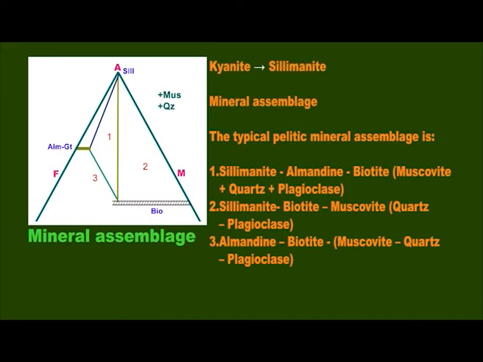Mineral assemblages. The typical pelitic mineral assemblages are: number 1, sillimanite, almandine, biotite, muscovite, quartz, plagioclase. Number 2, sillimanite, biotite, muscovite with quartz, plagioclase. Number 3, almandine, biotite, muscovite, quartz, plagioclase.